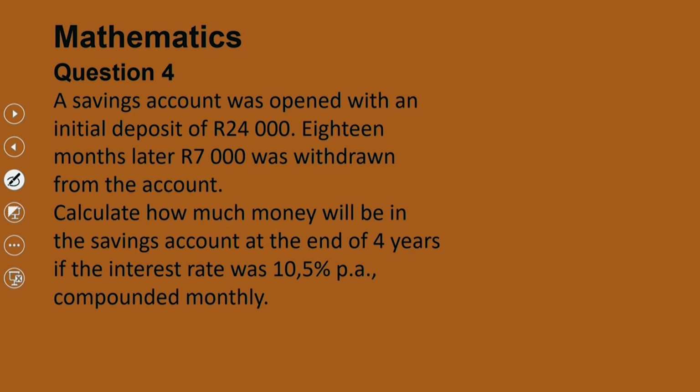When you look at question 4, it says, a savings account was opened with an initial deposit of 24,000. 18 months later, 7,000 was withdrawn from the account. The question says, calculate how much money will be in the savings account at the end of 4 years if the interest rate was 10.5% per annum, compounded monthly.